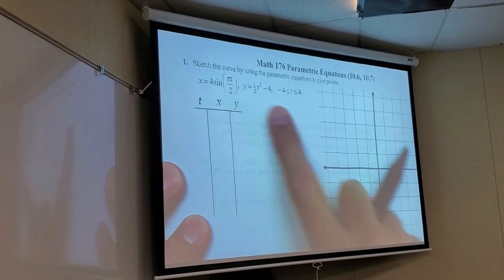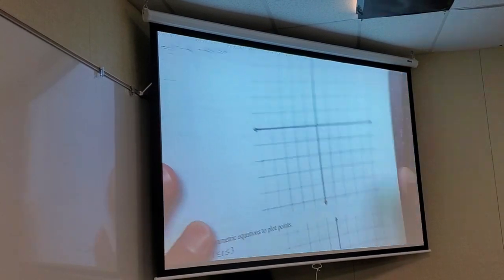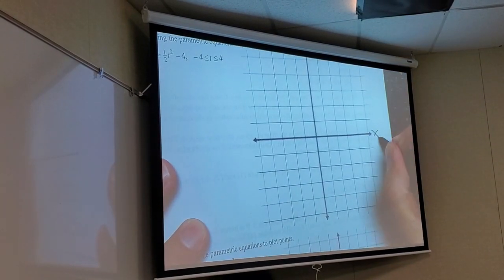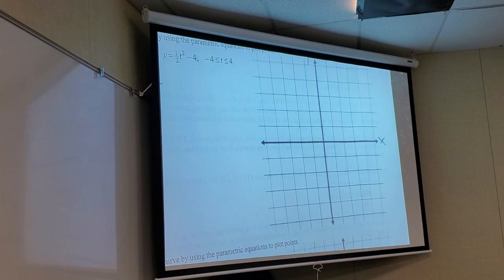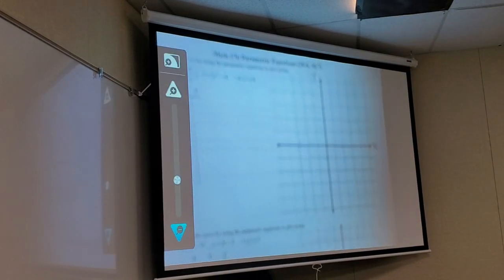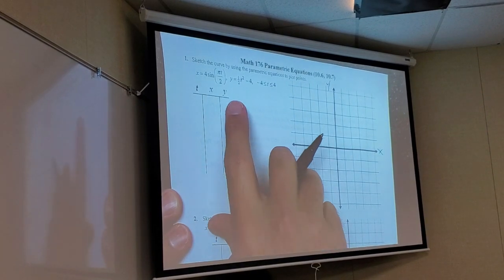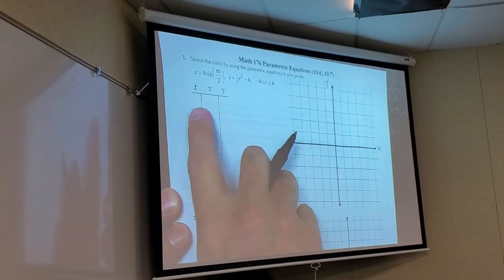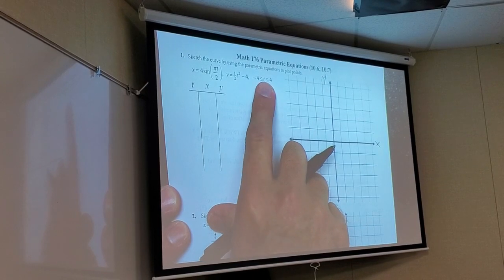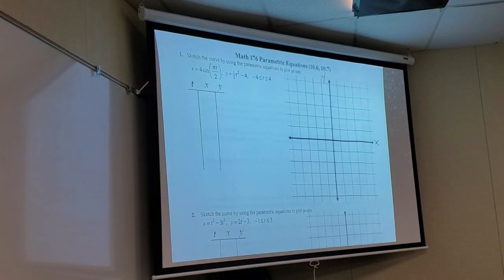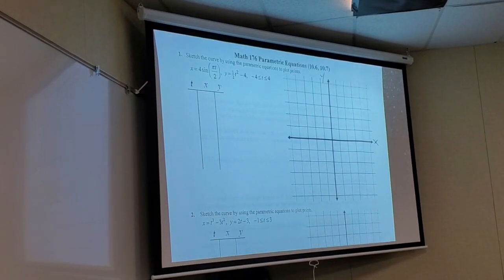Does T show up on the graph? Nope, it's behind the scenes. T is the guy that's creating the points. And then I plot the points that T created. So help me out. What can I put in for T? Yeah, so -4 to 4. Most problems are going to tell you some interval that T lives on.